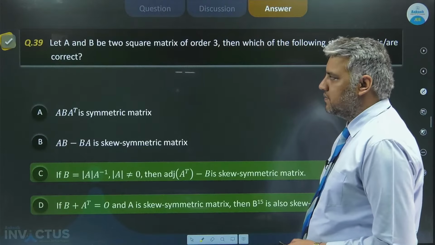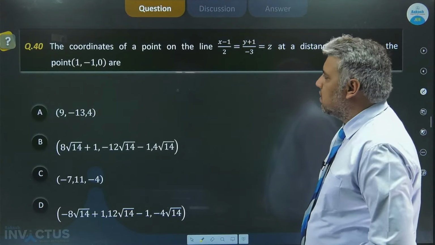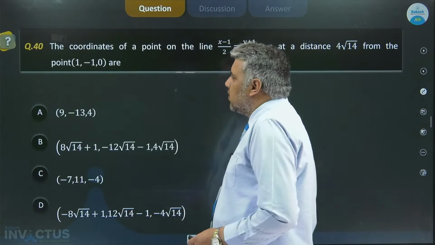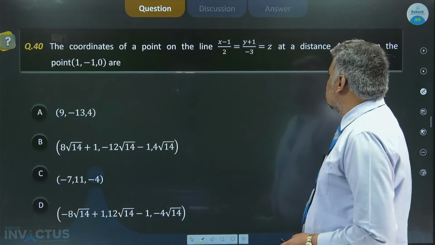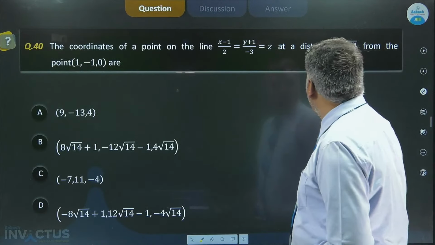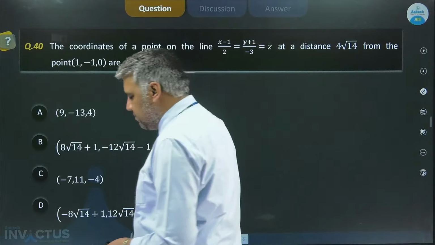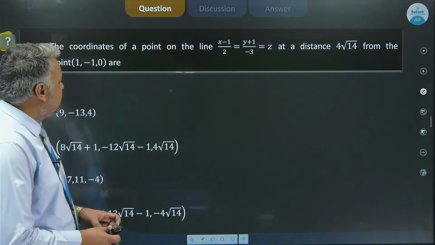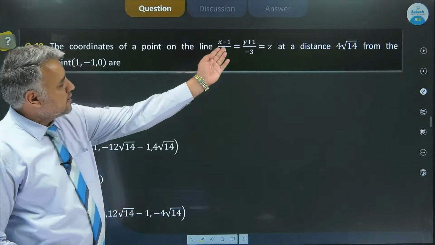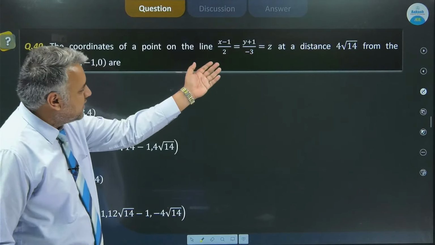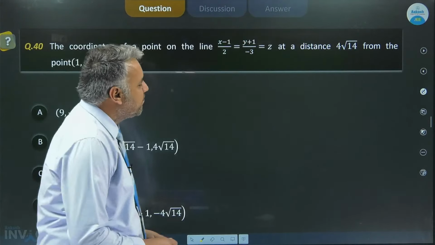C and D are correct. Okay, next, moving to question number 40. The coordinates of a point on the line, which are at a distance 4 root 14 from the point (1, -1, 0). If you observe this point (1, -1, 0), this is on this line, and the line is represented using this point only.